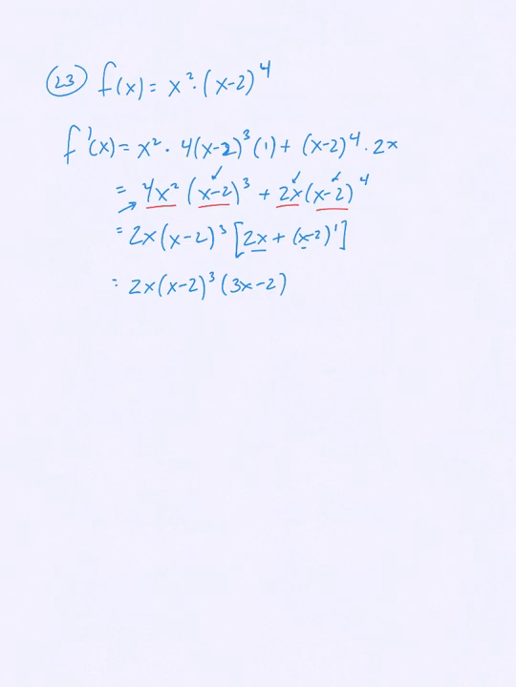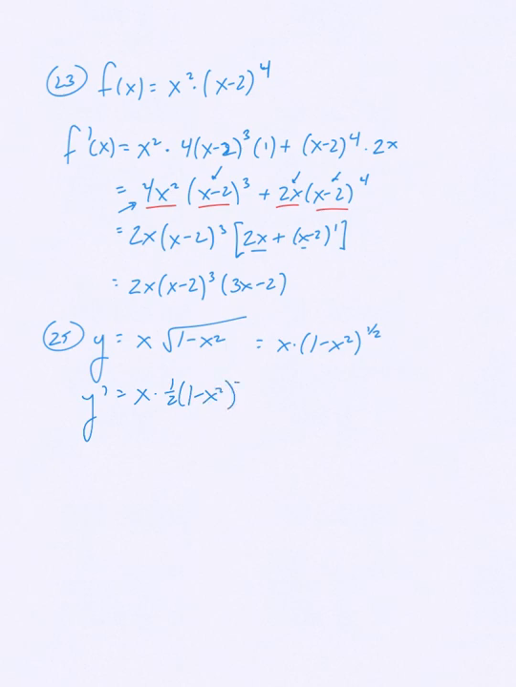Next, we've got 25. Let's see if we can fit that here. 25. So I'm going to write that radical with an exponent, and we're going to use the product rule. Whoops. So first, derivative of the second. So negative 1/2. The derivative of what's inside is negative 2x. Plus the second times the derivative of the first, which is just 1. Okay, we've got some cancellation. So the 1/2 and the 2.